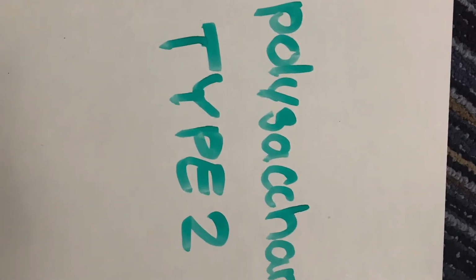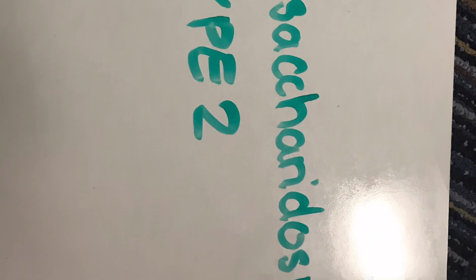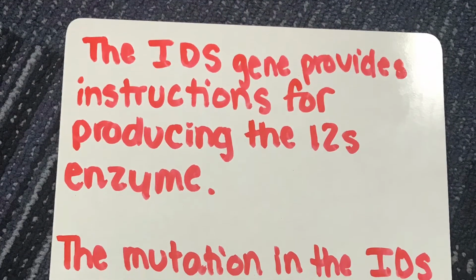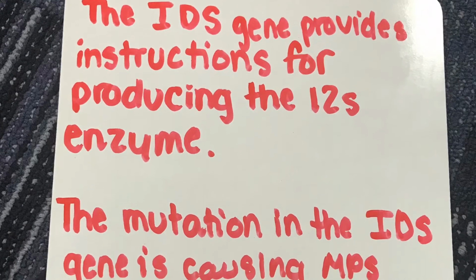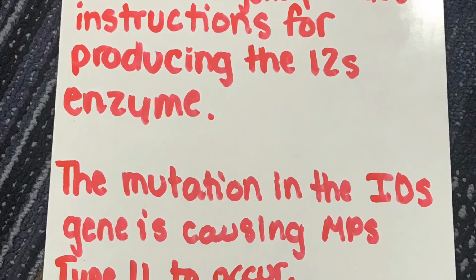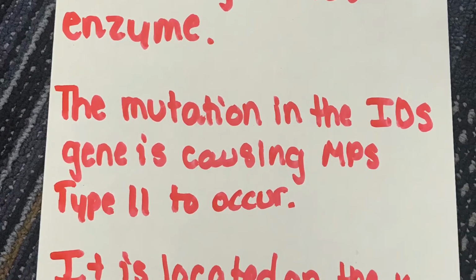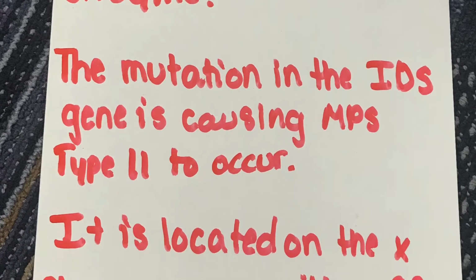Mucopolysaccharidosis type 2. The IDS gene provides instructions for producing the I2S enzyme. A mutation in the IDS gene is the one that causes MPS type 2 to occur. It is located on the X chromosome, position 28.